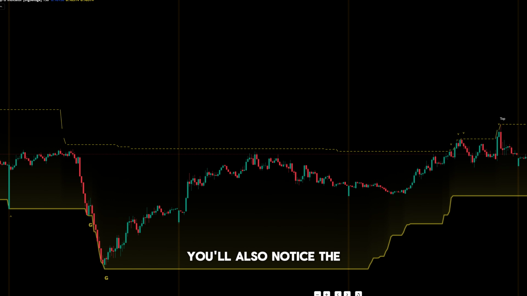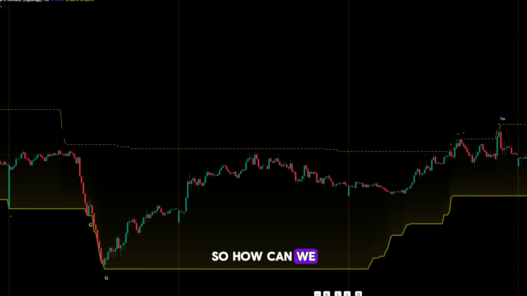You'll also notice the caret and inverted caret symbols, which represent intermediate signals. The caret suggests a potential bottom area, but with less certainty than the G labels. These are secondary signals useful for traders monitoring reversal opportunities. The inverted caret signals a potential top area, but similarly, it carries less weight than the top label, offering extra context for traders in range-bound markets.